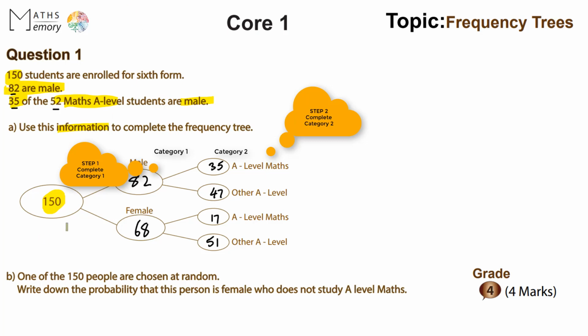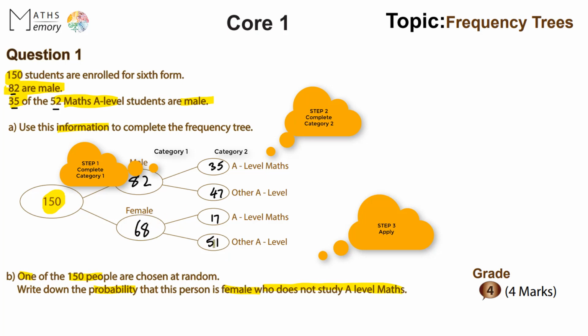So let's go into part B now. We have a probability question based on this frequency tree diagram. One of the 150 people is chosen at random. Write down the probability that this is a female who does not study A-level maths. So let's just find this female who doesn't study A-level maths.